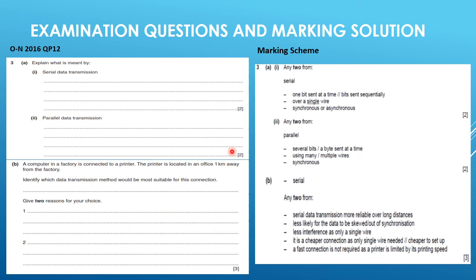Okay, now let's see the answer key. In the answer key, you will be writing 2 concrete points about serial data transmission and parallel data transmission. Then again in the B part, whatever method you have identified, serial goes best with this. So you will be writing serial and you will be explaining the reasons, at least 2 reasons for that. And this is how the question is solved. Now let's solve one more question.